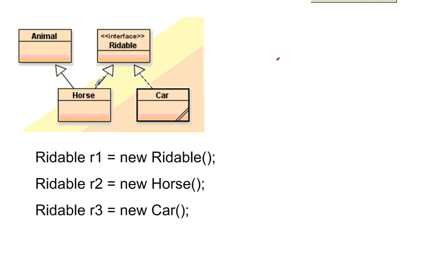This goes back to the writable example with a horse that is an animal and it's also writable. And I want to talk about what kinds of objects we can create. Can we say Writable r1 = new Writable? That looks like code we use all the time, but this is not allowed, because an interface is abstract, and you cannot create an object of an abstract class.